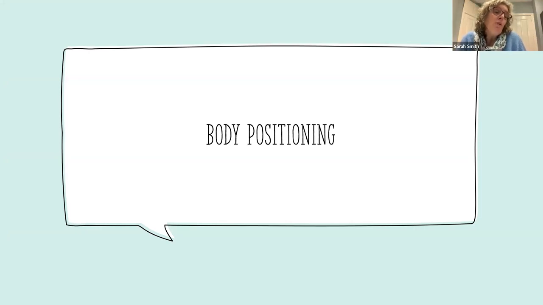Body positioning also includes modelling the gestures, the postures, and the signs to promote to the children good looking, good listening, and good sitting. And this could be in a group time or in an adult-led situation. This gives the children a model of appropriate body language for interacting with others, and it will support them to develop relationships.